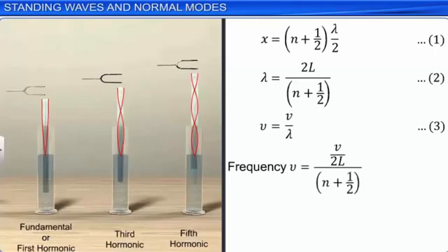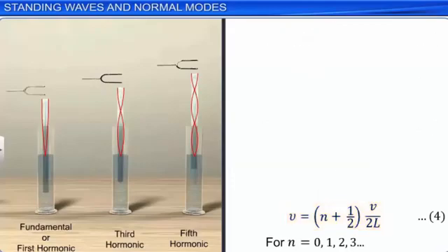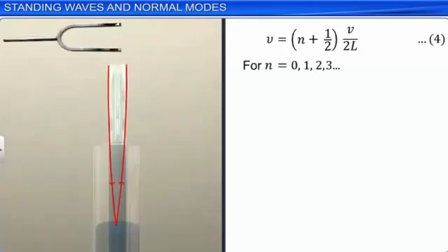Taking n is equal to 0, the fundamental frequency nu is equal to v by 4L. Taking n is equal to 1, 2, 3, we get odd harmonics of the fundamental frequency. That is 3v by 4L, 5v by 4L, and so on. The air column open at one end resonates with frequencies denoted by equation 4.